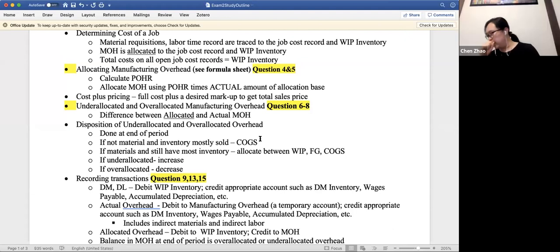Okay. So when we say over allocated or under allocated, we basically compare our allocated MOH to the actual, right? If our allocated MOH is greater than what actually happened, then we are over allocating. That means we are counting too much production cost to our finished goods, and then we're going to decrease our cost of goods sold to balance out the excess amount of cost.